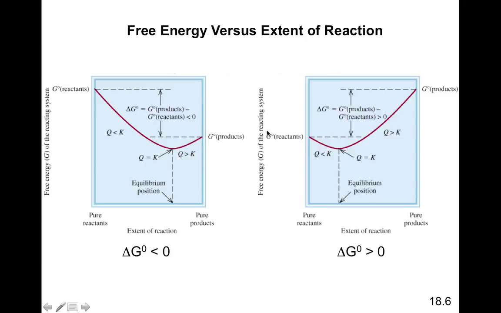And then here's another graph of pretty much the same thing, except here delta G is greater than 0. So it's not spontaneous, and so of course you can see that our reactants have a lot higher energy than our products. That's why it's not spontaneous. But our Q less than K, equal to K, and greater than K are the same. So our equation works both for spontaneous and non-spontaneous reactions, which is pretty much what this is showing you.